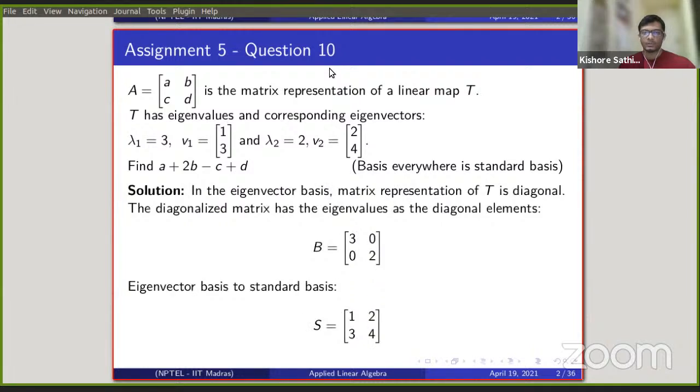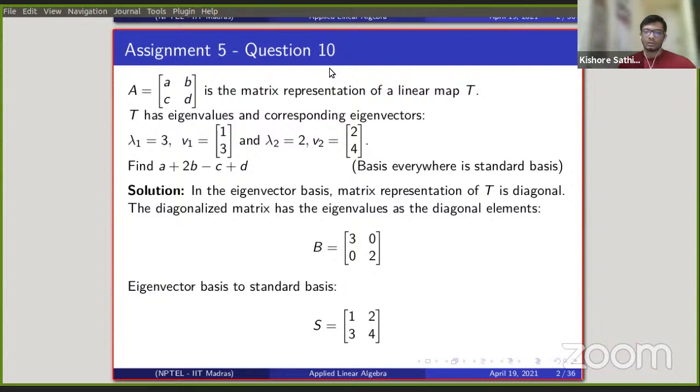Next. Okay, so we see that we've been given the eigenvalues and the eigenvectors. The first thing that should come to our mind when we see this is the diagonal form of this linear map. So we know that in the eigenvector basis, the matrix representation of this map T is diagonal, and that diagonal matrix in the eigenvector basis is given by B. That is, we've just taken the eigenvalues and put them along the diagonal. So the first column is (3, 0). We have a diagonal matrix, so the diagonal elements are 3 and 2.